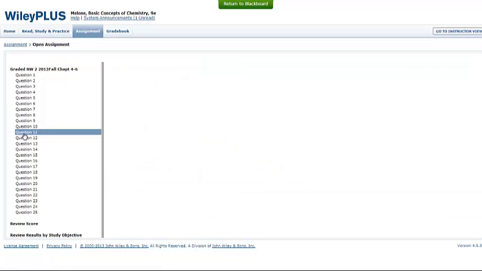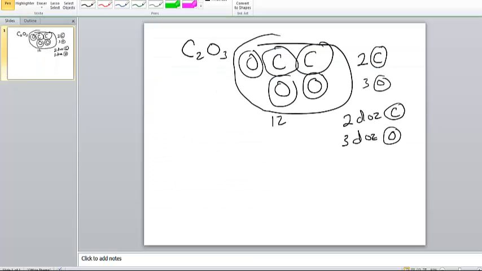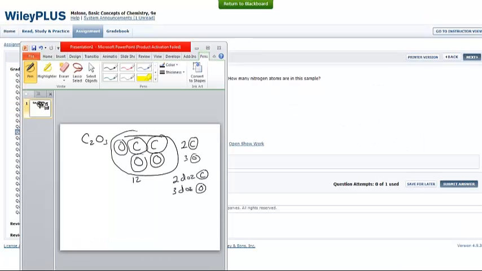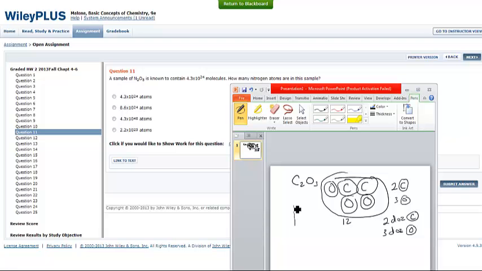Okay, question 11 then. A sample of N2O5 is known to contain 4.3 times 10 to the 24th molecules. How many nitrogen atoms are in this sample? Let's see if we can shrink this down a little bit and maybe work on this while we still look at that problem. So let's get rid of these guys.